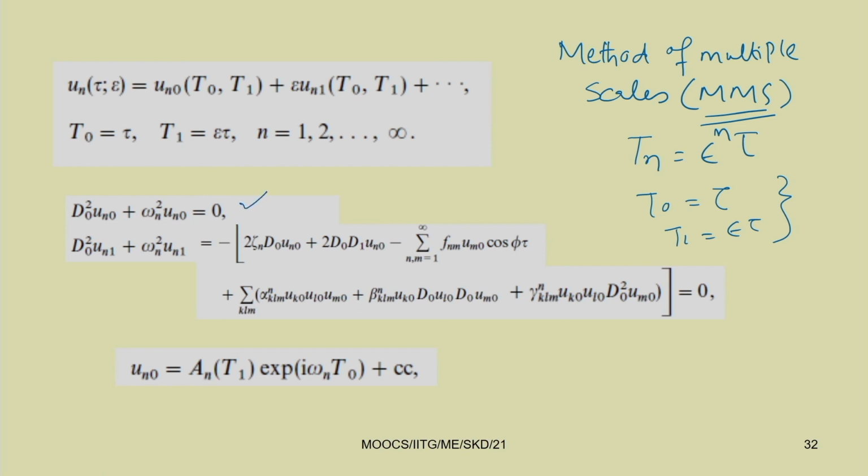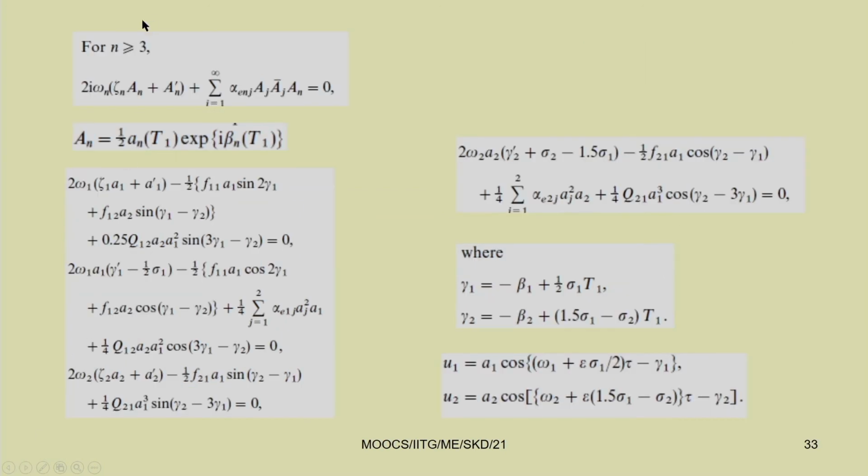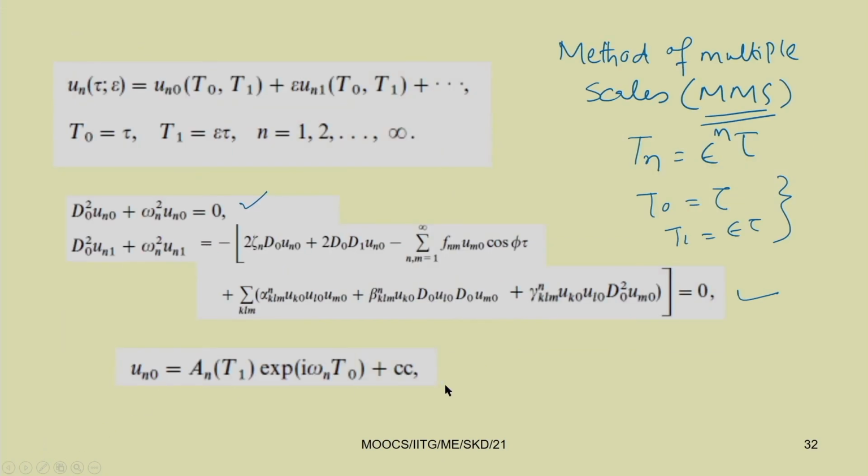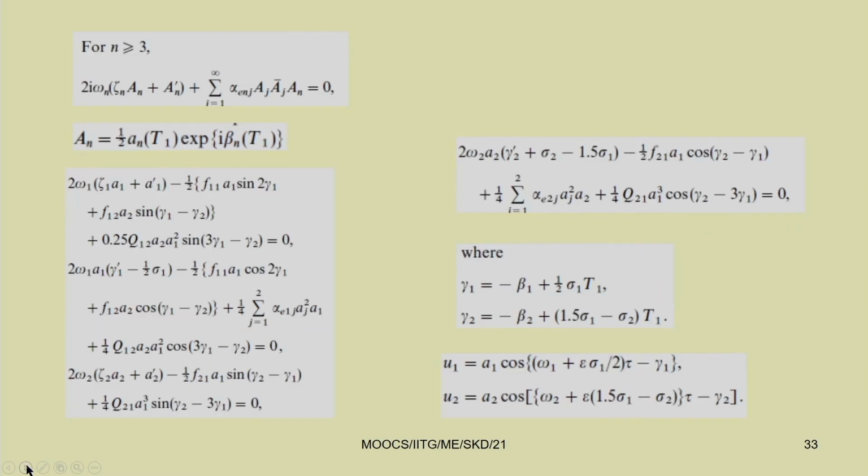This is ε to the power 0 and this is ε to the power 1. Now the solution of the first one can be written in this form: u_n0 equal to a_n(T1) e to the power iω_n T0 plus c.c., where c.c. is nothing but the complex conjugate of the preceding term. For n equal to 1 and 2 you can write in this form, but if n greater than 3, the equation can be written as 2iω_n ζ_n a_n.